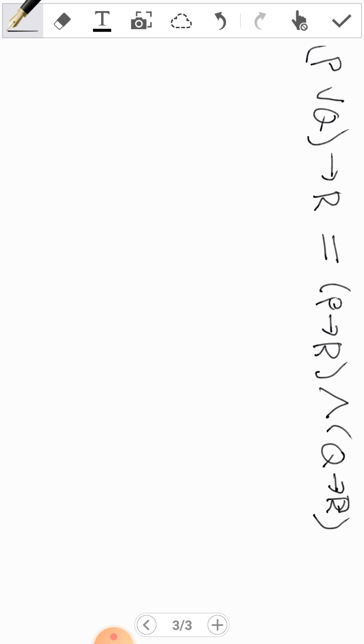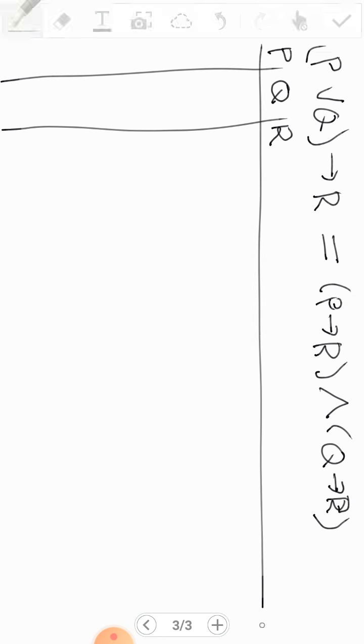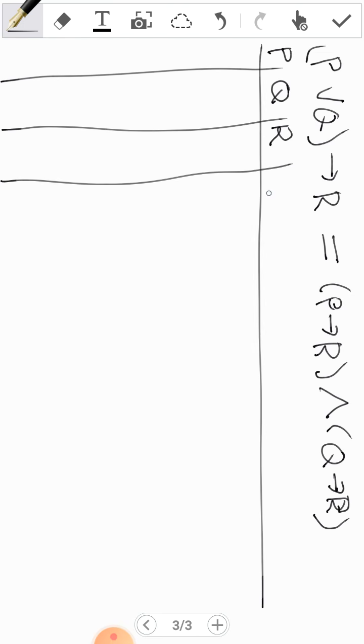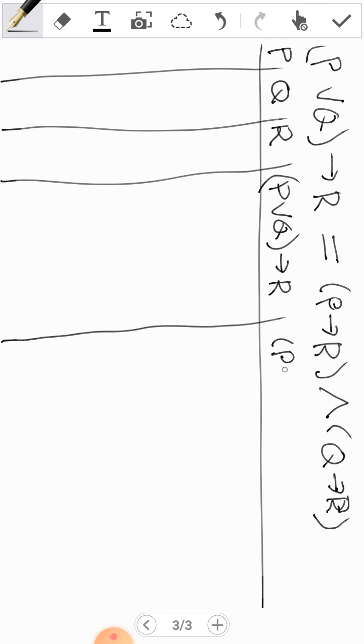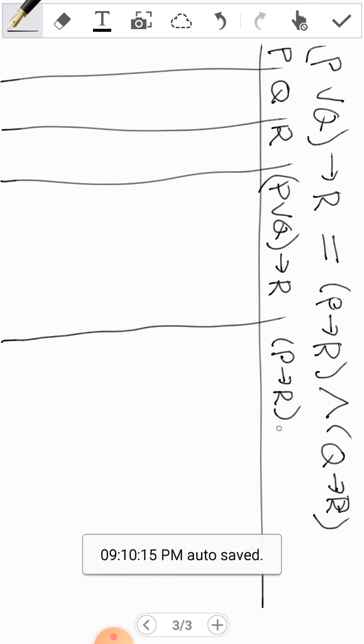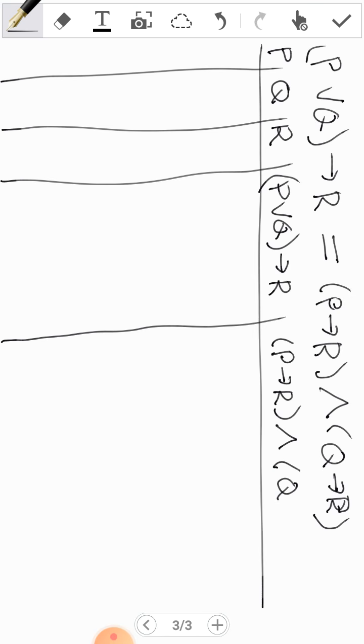There are 3 propositions. Let's use the truth table approach. I don't know how we will fit this in. We have P, Q, R. And then the left side, P or Q implies R. The right side, P implies R and Q implies R.